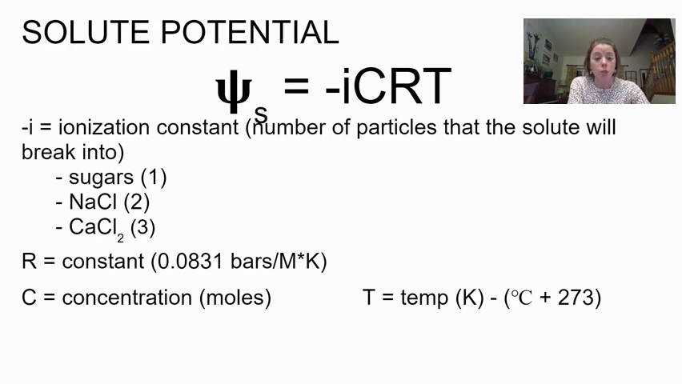C is going to be your concentration. It should be a number that's given to you. It might not be. You might have to read a graph to figure out the concentration, but it's something you should just be able to read. And then last but not least is going to be your temperature. Temperature is always in Kelvin at this point.